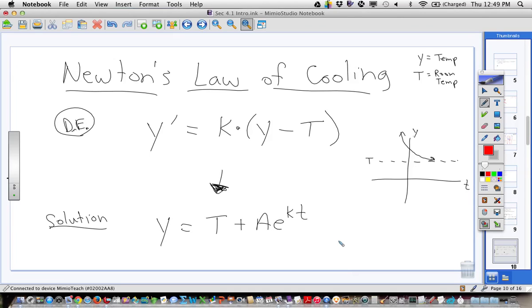So you got y prime, the differential equation, y prime equals k times (y minus T). The solution to that is y equals T plus A e to the kt. That's what we work with. Remember, in a differential equation, the solution is what we work with.